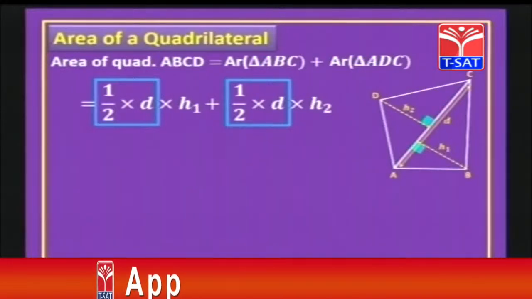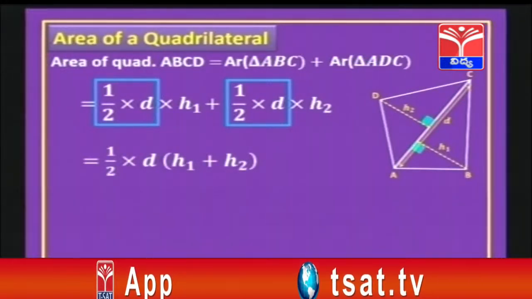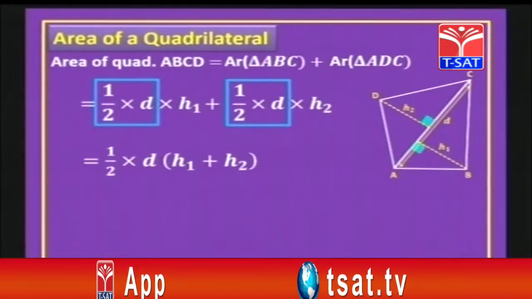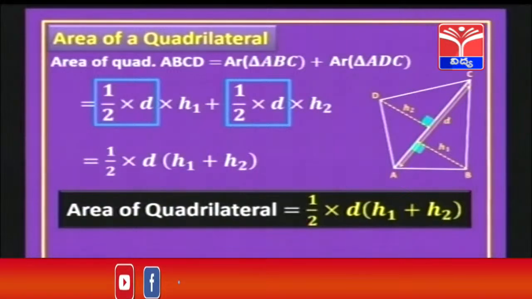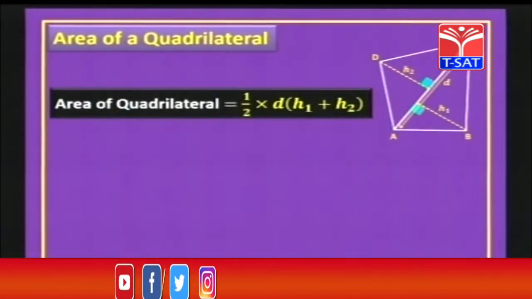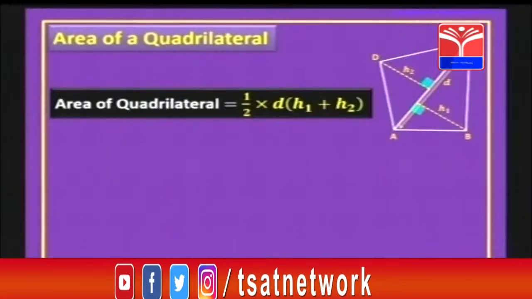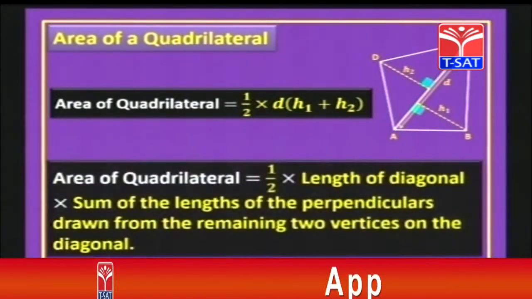Right. Or half into D. Now take out that half into D, children. You are left with H1 plus H2. So this is the formula to find area of quadrilateral. So let us summarize the formula. So area of quadrilateral is half into D into H1 plus H2. So what is D, children, here?